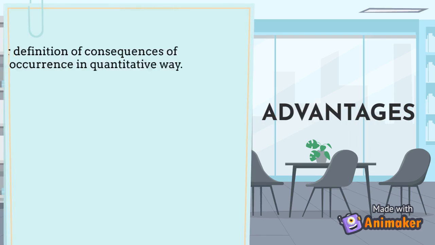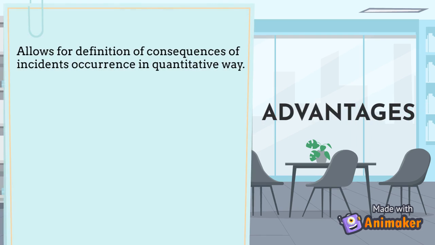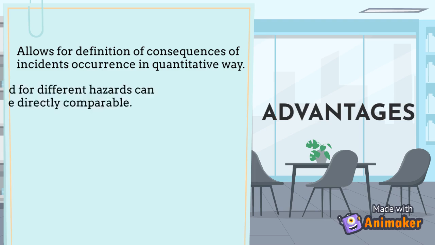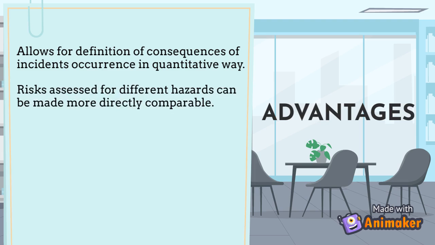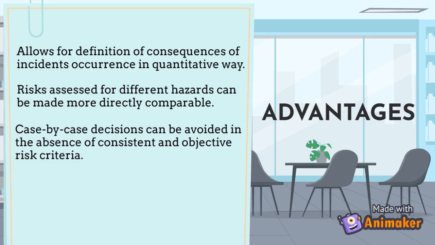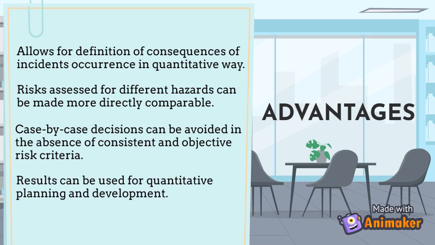The advantages. Quantitative risk analysis allows for definition of consequences of incident occurrence in quantitative ways. This helps to achieve cost and benefit analysis during selection of protections. Risk assessed for different hazards can be made more directly comparable. Therefore, it obtains a more accurate image of risk. Case-by-case decision can be avoided in the absence of consistent and objective risk criteria. Results can be used for quantitative planning and development. It will make the planning process simpler and more effective for managing risks.